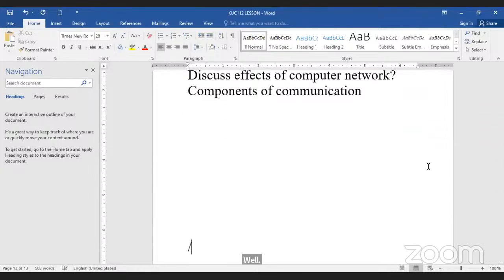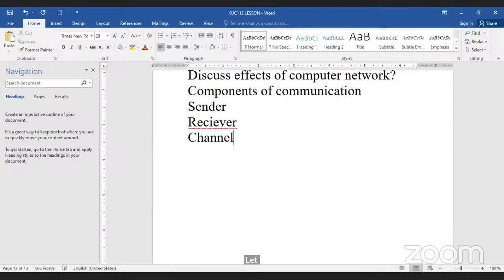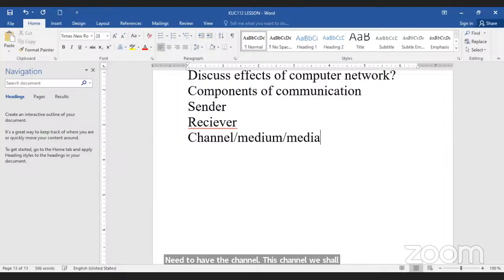So first of all, we need to have a channel, or maybe we can start with the sender, right? We need to have a receiver. We need to have the channel. This channel we usually call it the media, or if it's one, a medium, and if it's more, we call it media.